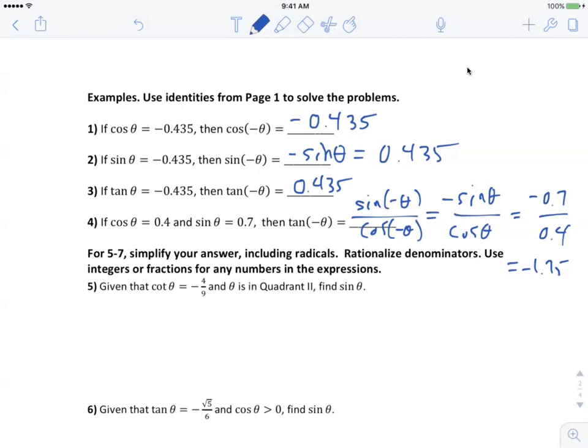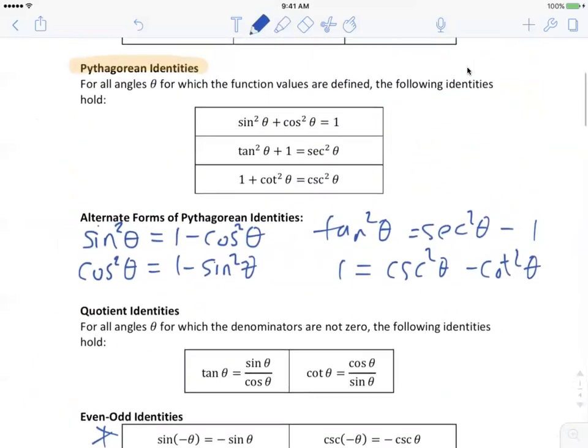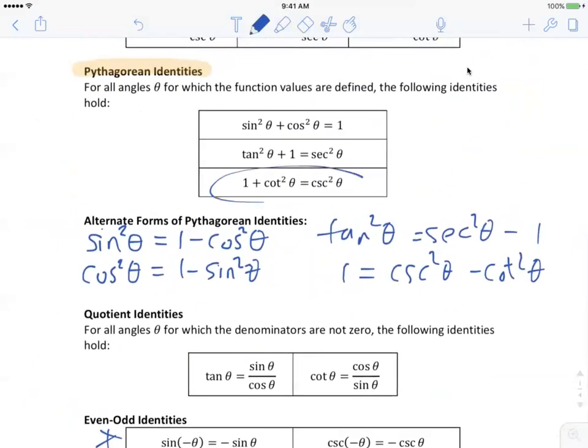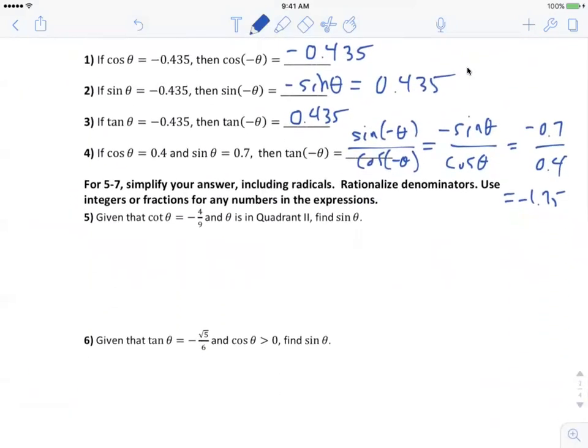The one that comes to mind for this one, if I'm looking back at my identities list, is actually this one right here, because I know that cosecant is 1 over sine. Okay, so I'm going to use that identity for this problem. So I'm going to write that identity down. 1 plus cotangent squared theta is equal to cosecant squared theta. Okay, and then I'm going to replace cosecant squared with 1 over sine.